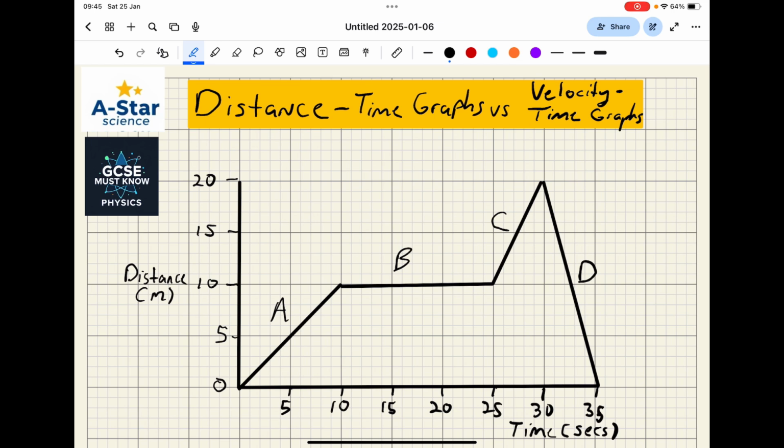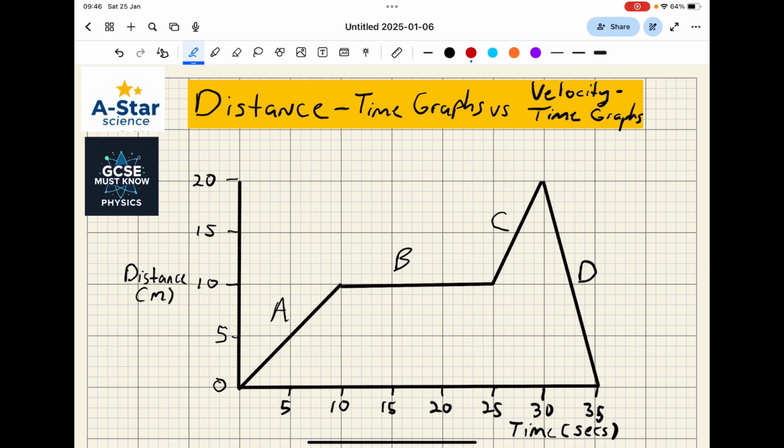Today we're going to be talking about distance time graphs as well as velocity time graphs. Now both of them look very similar, so we need to make sure that we understand the difference between the two. Let's first talk about some basics regarding distance and velocity.